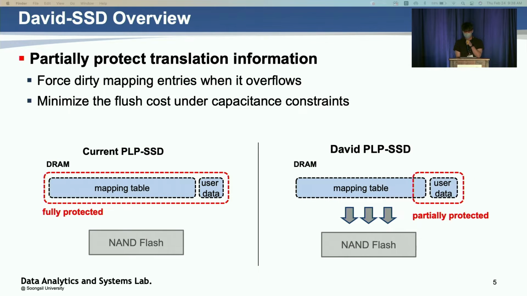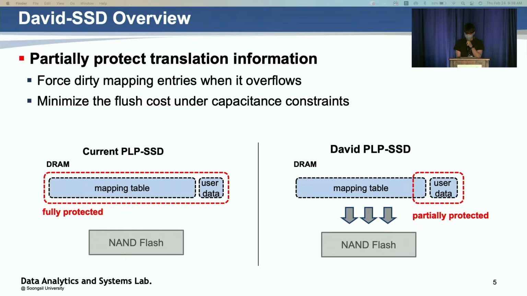This slide overviews the David SSD architecture in comparison with current PLP-enabled SSDs. The current SSD typically protects the entire DRAM using capacitors. David SSD also fully protects the user data because it is not recoverable when it is lost, but it protects the mapping table partially, by so doing reducing the capacitance significantly.